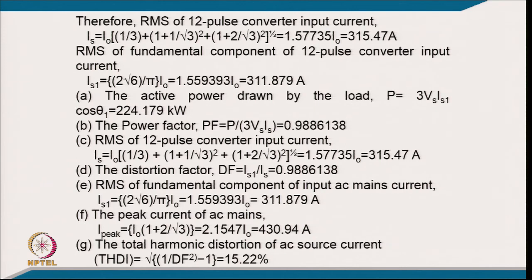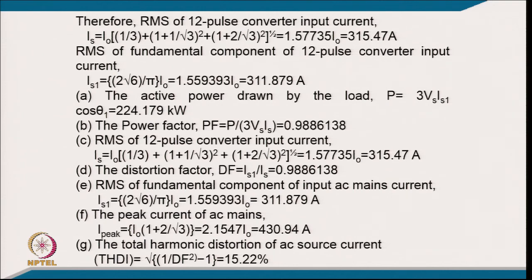So, coming to the calculation, the RMS value of 12 pulse converter input current IS, keeping all the values, comes to 1.577 I0, so it is 315.47 ampere. The RMS fundamental current of the 12 pulse converter, calculating again, will be 311.87, and the active power drawn is P equal to 3 Vs IS1 cos theta 1, which comes to 24.17 kilowatt. The power factor is P upon 3 Vs IS, so it comes to 0.9886, and the RMS value of the input current, from this calculation, is again 315.47.